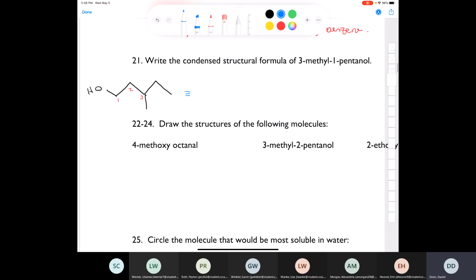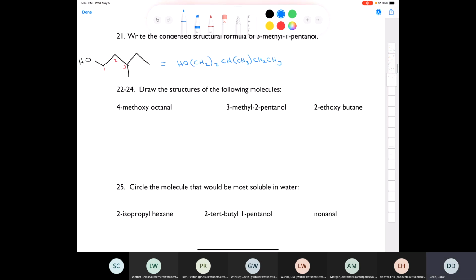Now, how are we going to write a condensed structure for that? Let's start with carbon number 1. We have a CH2, and carbon number 2 is also a CH2. So I can put those two in brackets like this and put the hydroxyl next to them. After that, carbon number 3 is a CH. And what's attached to it? We have a methyl group, the CH3, and then we also have CH2, CH3. Now, obviously, you're not going to be asked to write these out in this way on your exam since it's a multiple choice exam, but you should be able to recognize a structure or put together a structure in your mind or on paper from a condensed structural formula.